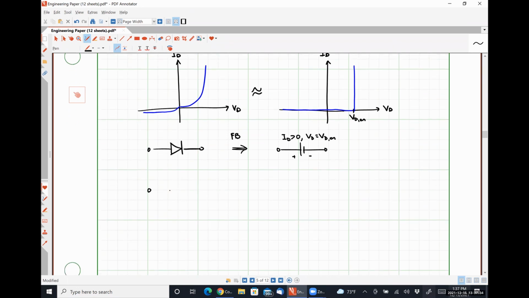Under reverse bias conditions, we still get an open circuit. So for VD less than VD on, ID is exactly 0.